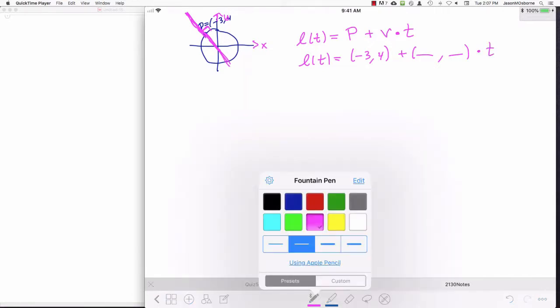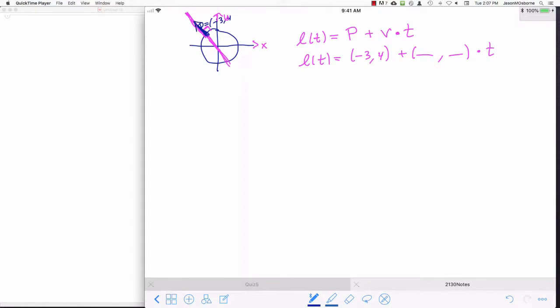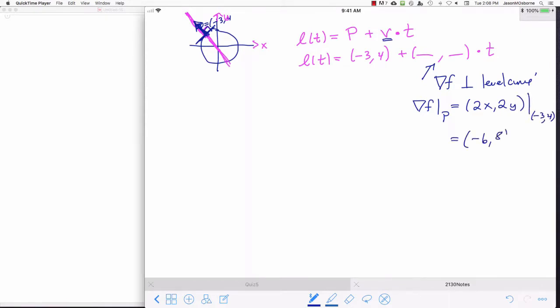So what we need is the direction vector for this line. Because the line we're looking for is perpendicular to the level curve, we happen to know that the gradient is perpendicular to the level curve. So the vector we should put for our line is the gradient at the point P in question. The gradient was 2x, 2y, and if you evaluate at the point -3, 4, you will get -6, 8.